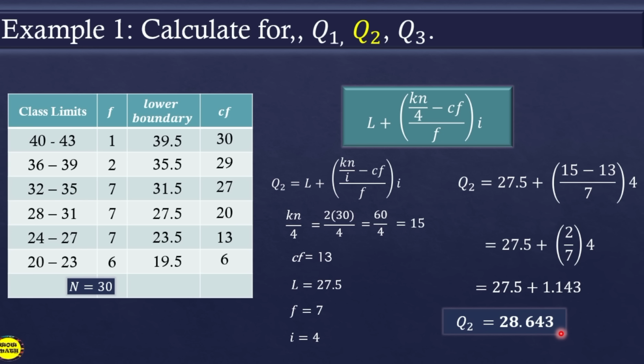Kapag in-interpret natin yan, 50% of the students, yung score nila ay less than 28.643 or less than 29 kapag ni-round off na natin. Okay? So yung 50% ng students, ang score nila ay mas mababa sa 28.643 or 29.